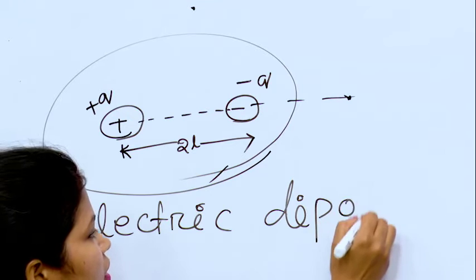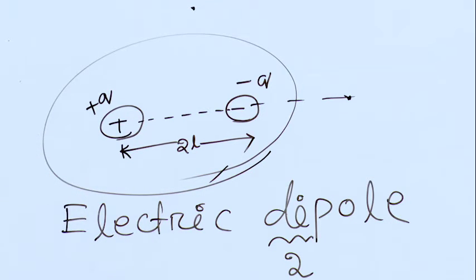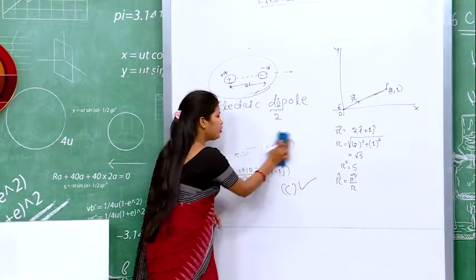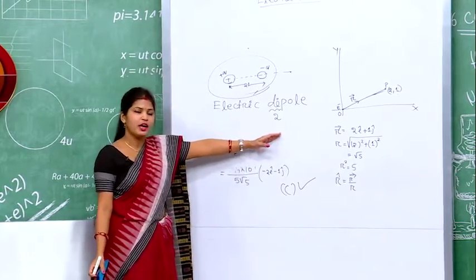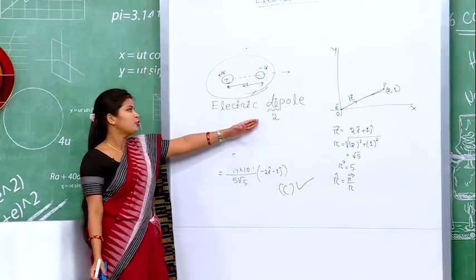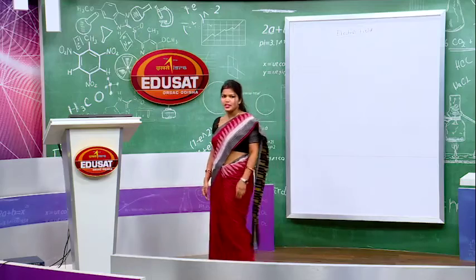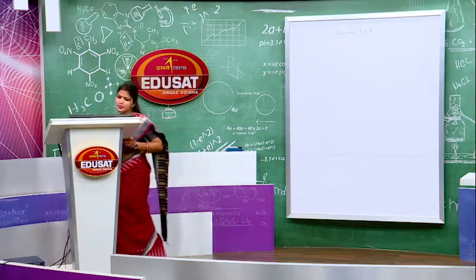Electric dipole. Di means what? Two. So that means two poles. Okay. So we will learn more about what an electric dipole is, and then we will study how to find the electric field intensity at any point. So, dear students, let us learn what an electric dipole is.